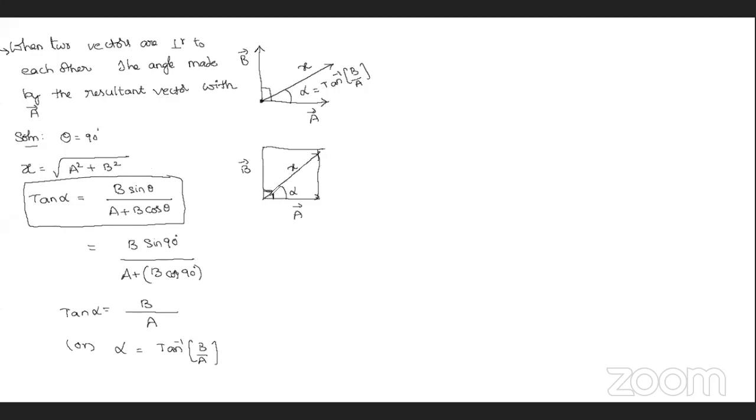Straight away you can say in this right angle triangle, why? Because vectors are perpendicular to each other, means here also the angle is 90 degrees. In this right angle triangle, straight away you can say tan alpha is equal to opposite side by adjacent side. Opposite side is parallel to B bar, so its magnitude is B. Adjacent side, magnitude is A. Straight away in a single step, we got the answer.